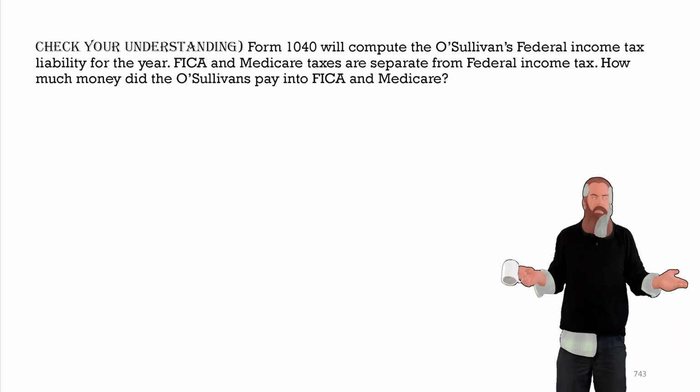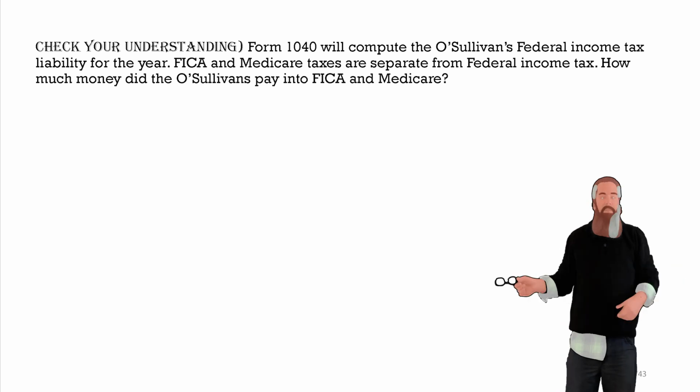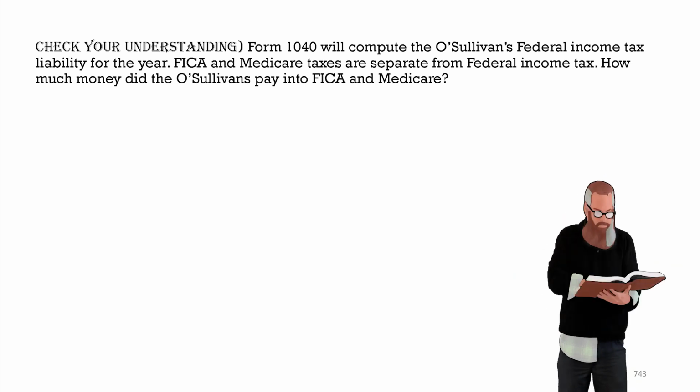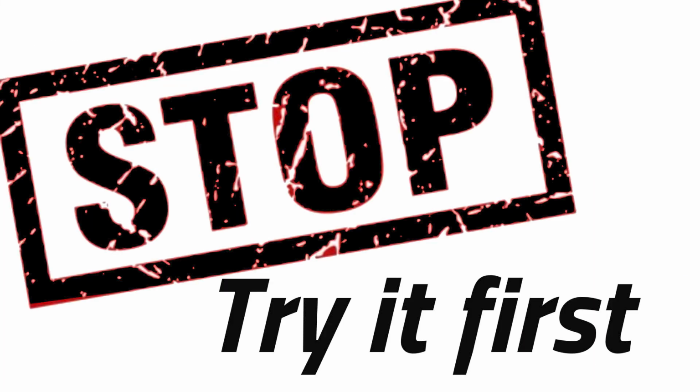Now, let's check our understanding. The Form 1040 will compute the O'Sullivans' federal income tax liability for the year. FICA and Medicare taxes are separate from federal income tax. How much money did the O'Sullivans pay in FICA and Medicare?